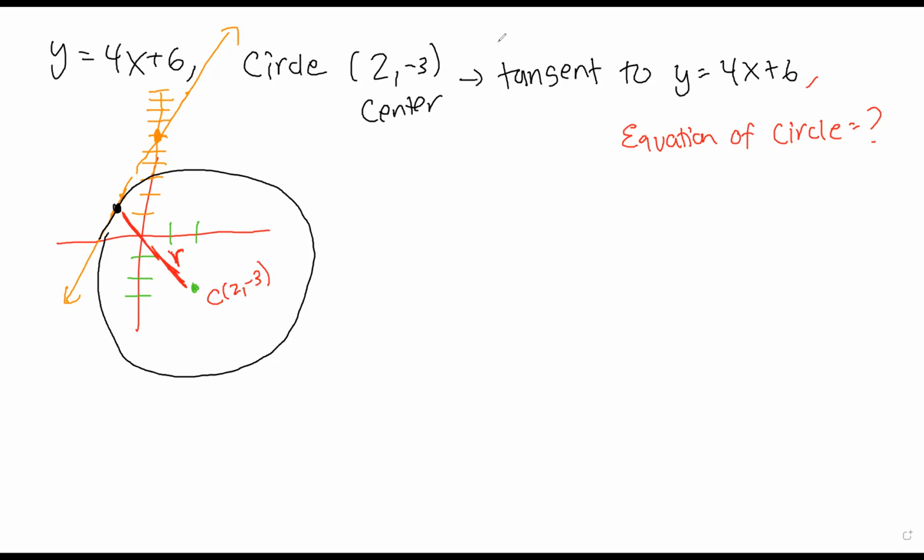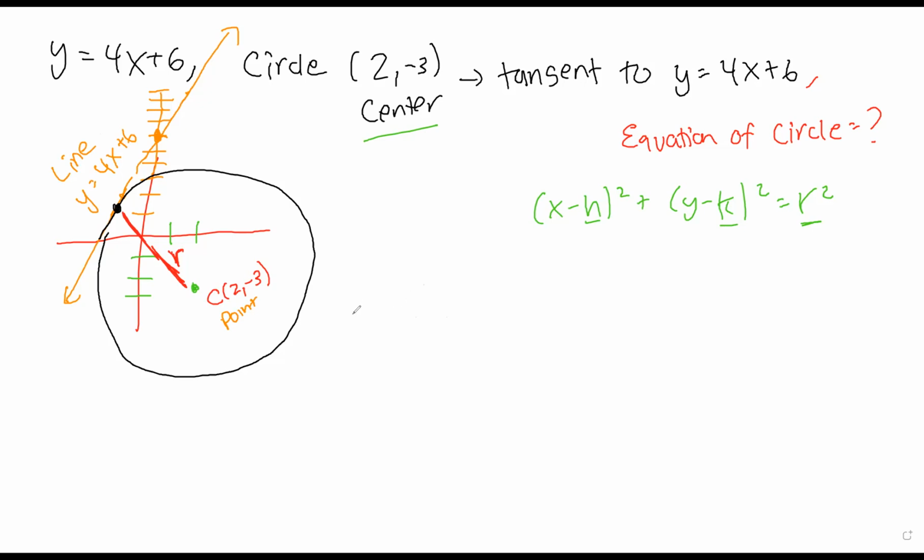So if we want to find the equation of the circle, we're going to use (x minus h) squared plus (y minus k) squared equals r squared. (h, k) represents our center, which we already know. We just need to solve for r. So how can we solve for r? Well, the equation of this line was y equals 4x plus 6, and we have a point and a line. We can use the distance formula from a point to a line.